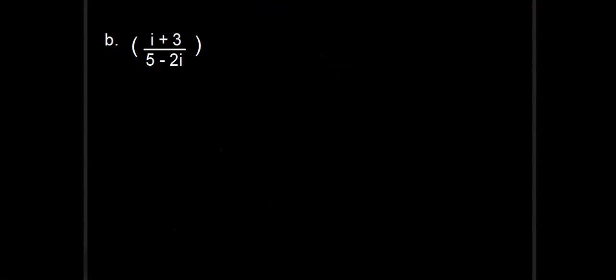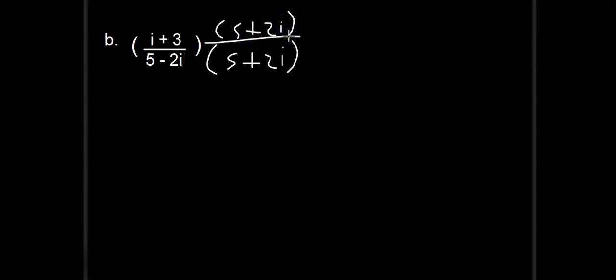Okay, this one is a little bit different than the previous example, since we've got two i's, one in the numerator and one in the denominator. So the first thing I want to do is multiply by the conjugate of the denominator. So it will be 5 plus 2i. You have to multiply both sides, so it will be times 5 plus 2i.